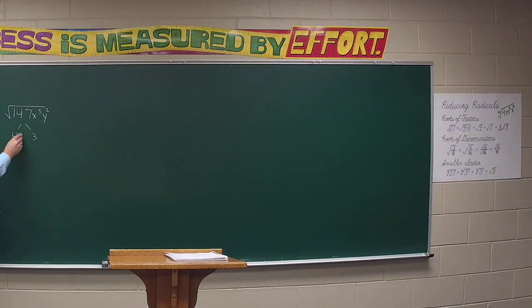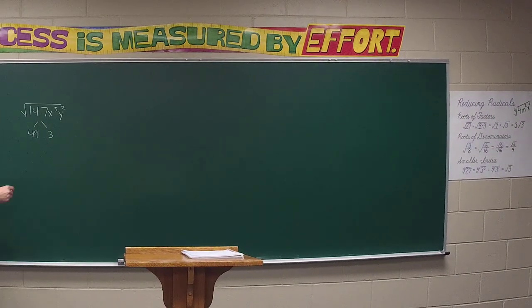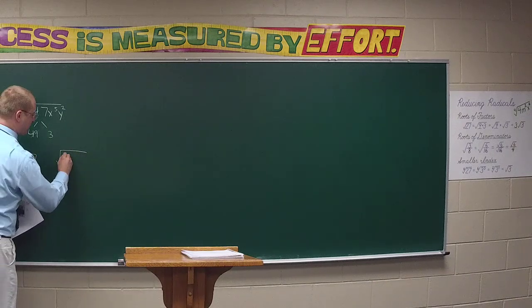And so you said you could take the square root of the 93. You could take the square root of the 49 and get 7. And you got 7. And of course, we had to leave the square root of the 3.